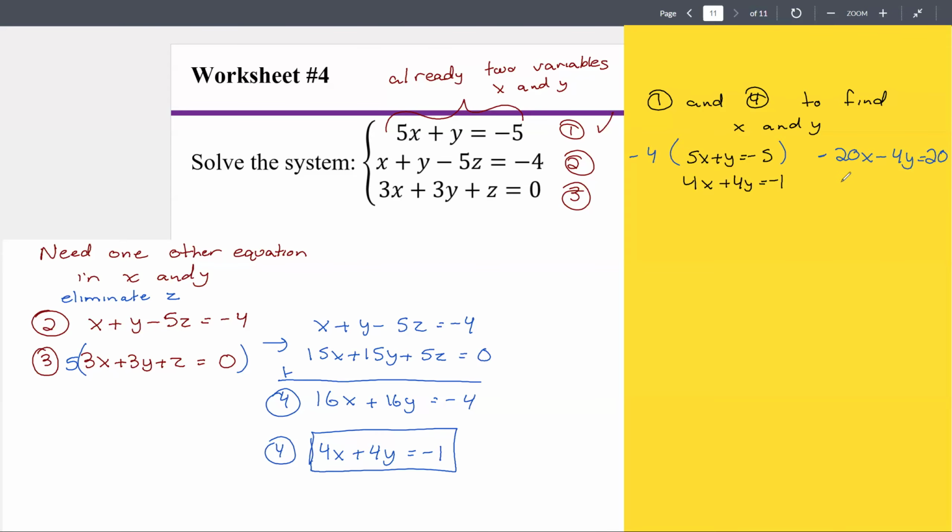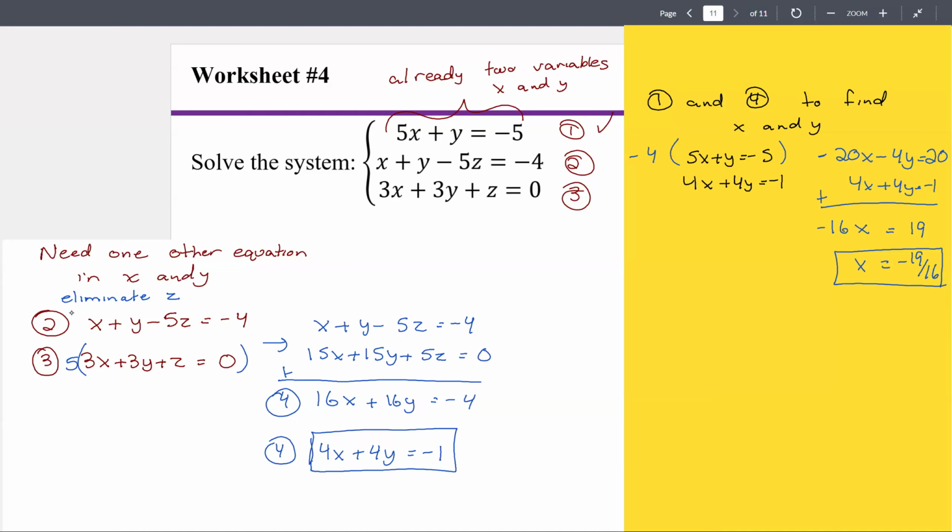And then we're going to have 4x plus 4y equals -1. So we add those, we end up with a -16x is equal to 19. And we can end up with x is just -19/16. So it may not be an answer we like to see, but it's the answer we're going to get here.